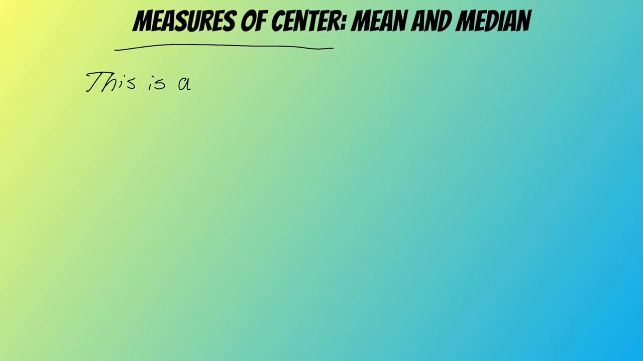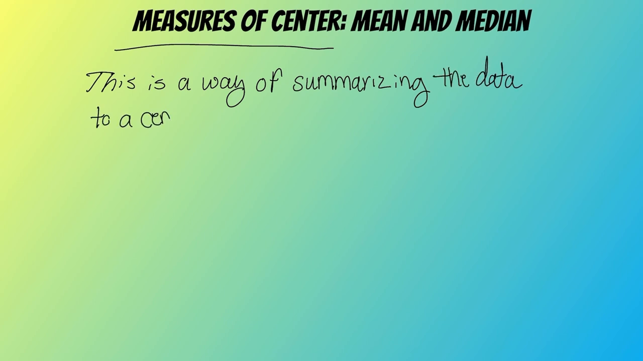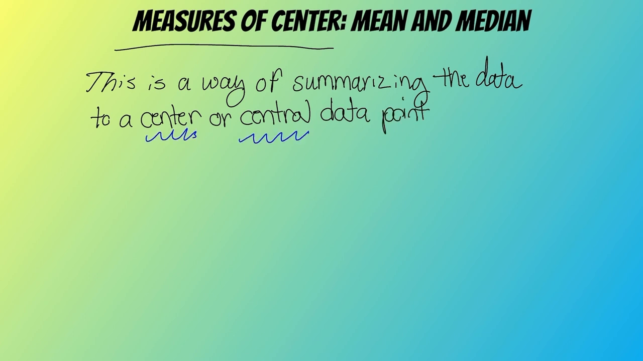Going over measures of center. This is just a way of collecting a laundry list of data points, and you're trying to find the middle. Now, we can either find the middle by doing the mean or the median. This video is going to focus on finding the center of a central data point using the mean.